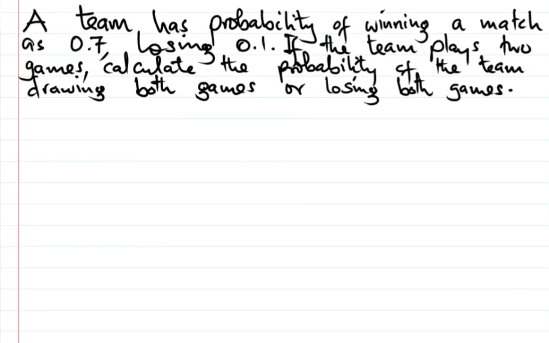In this video, I want to give you the answer to yesterday's problem, the question about probability. The question was: a team has a probability of winning a match as 0.7, losing a match as 0.1. If the team plays two games, we should calculate the probability of the team drawing both games.